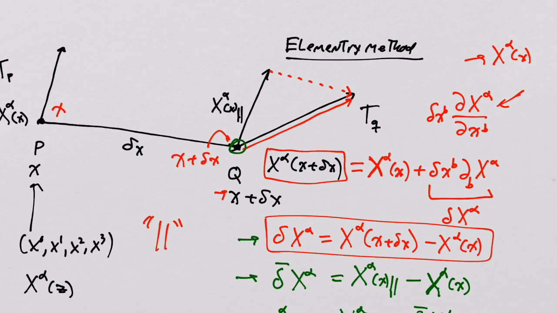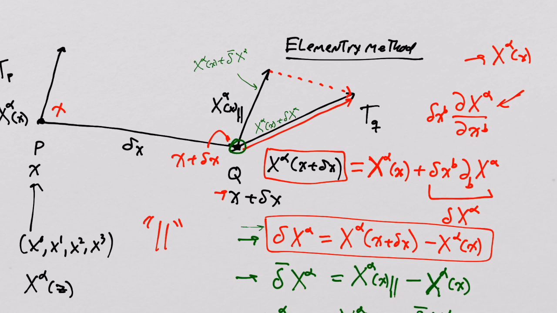And so if we were to write down everything on our chart, I would write down that this vector here is x alpha at x plus delta x alpha, where delta x alpha is defined here. And this other guy is x alpha at x plus delta bar x alpha, where delta bar is containing all that mystery about how to figure out what is parallel.